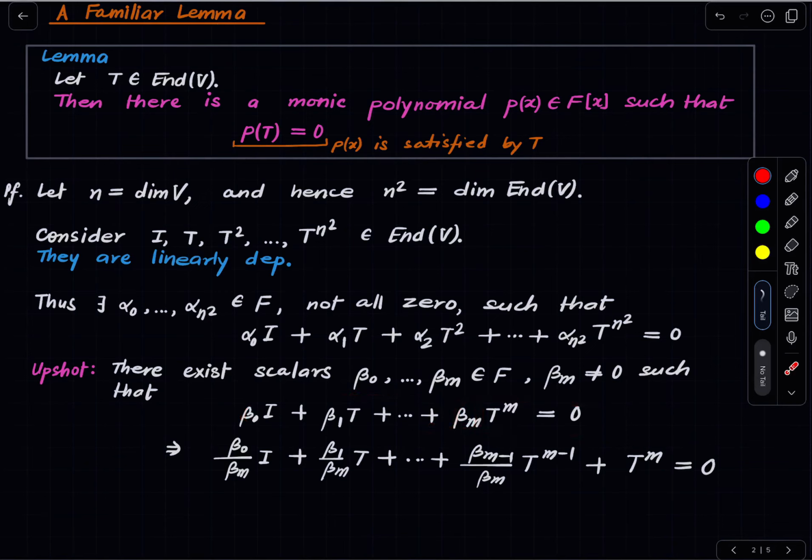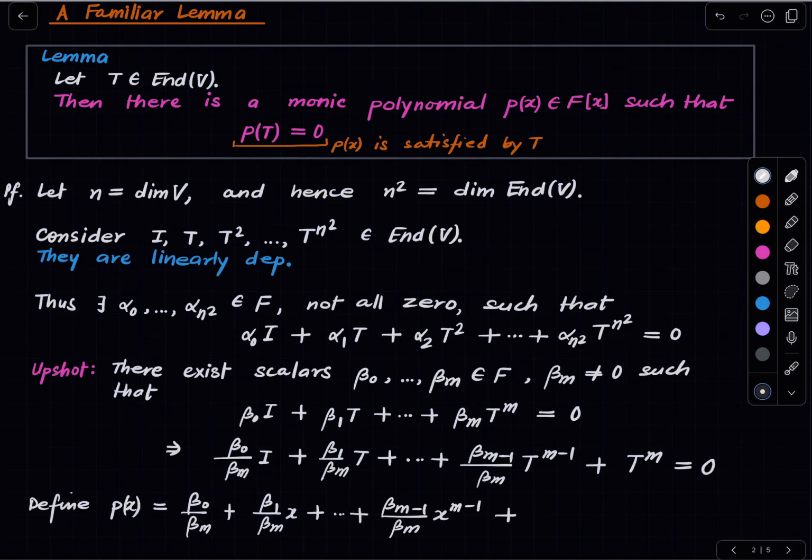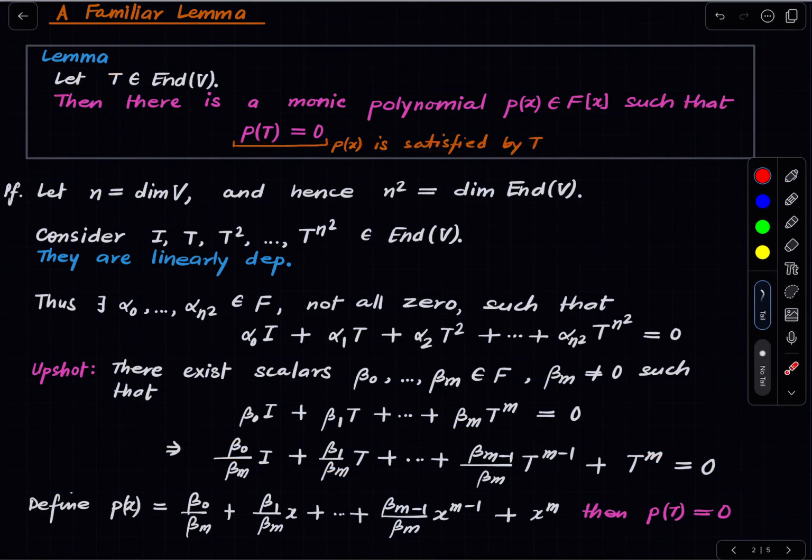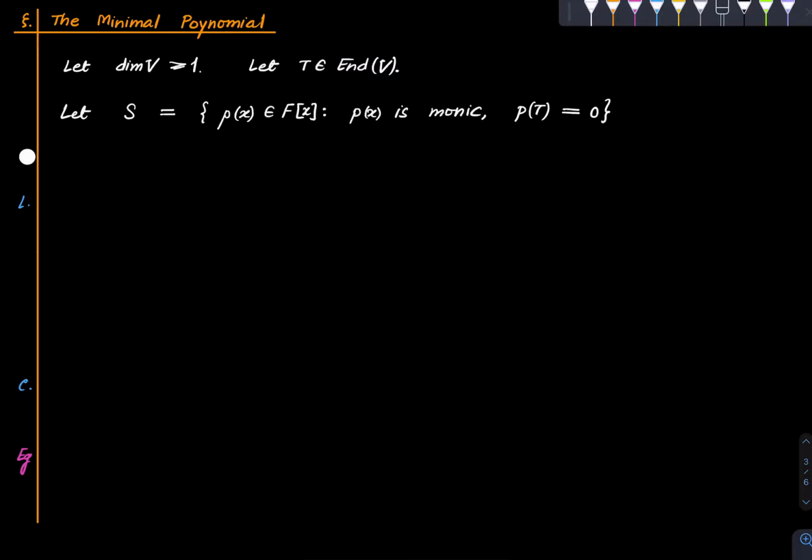And now if we define the polynomial p(x) as this, then p(T) is 0 because that's exactly what this equation is. So that's the proof. That's the proof of this very nice fact. And let us proceed. So now we can define the minimal polynomial.